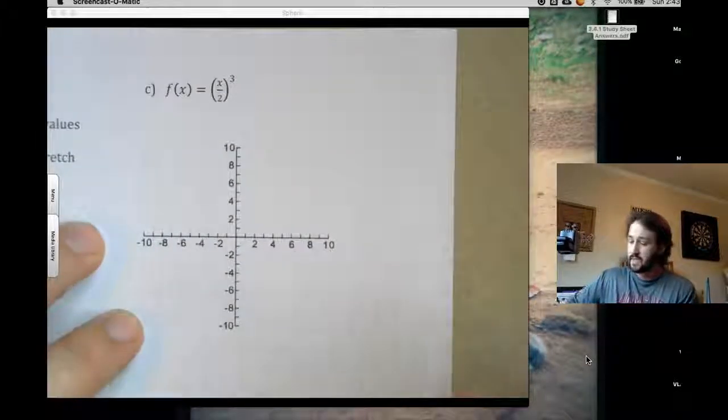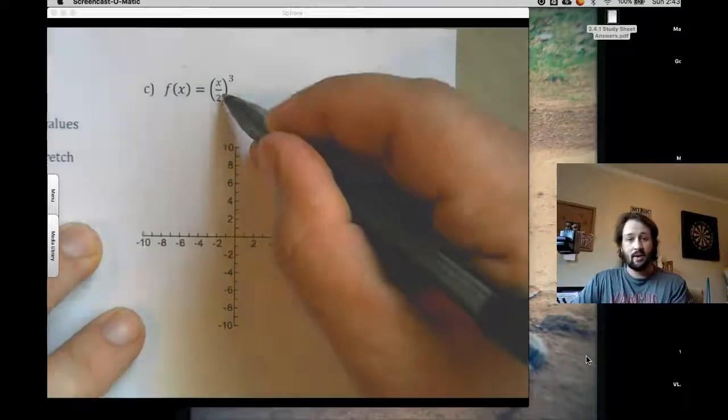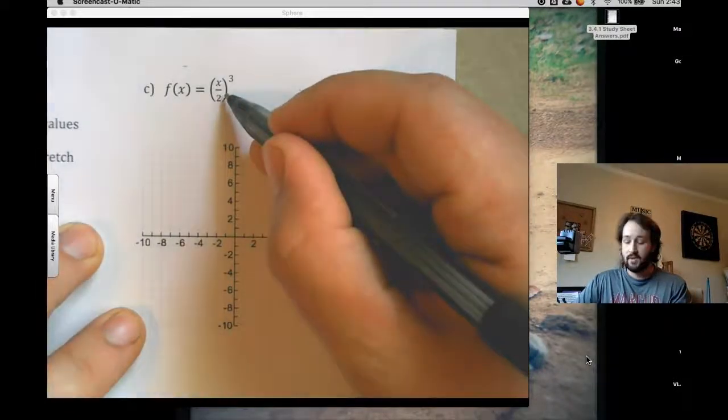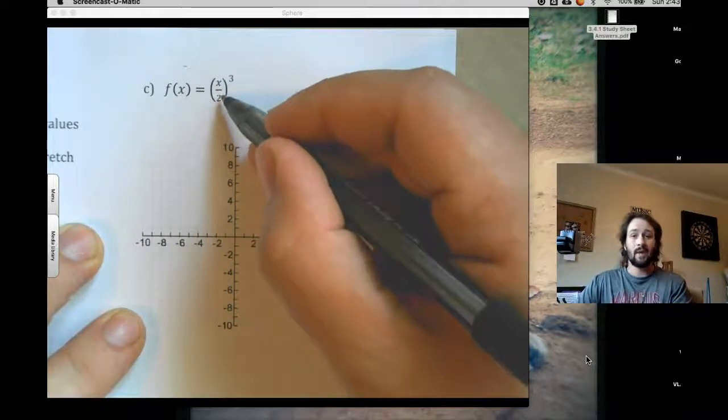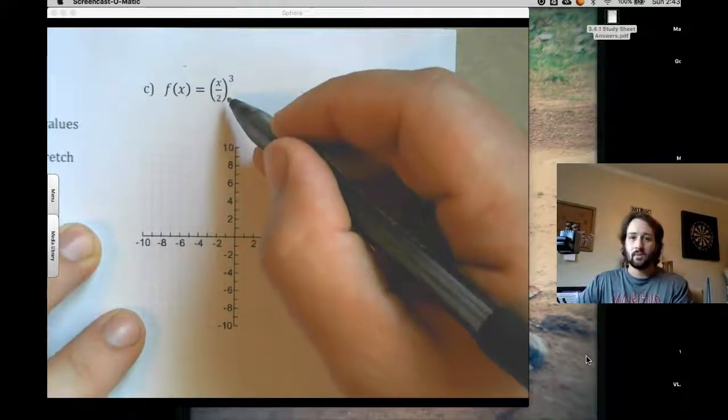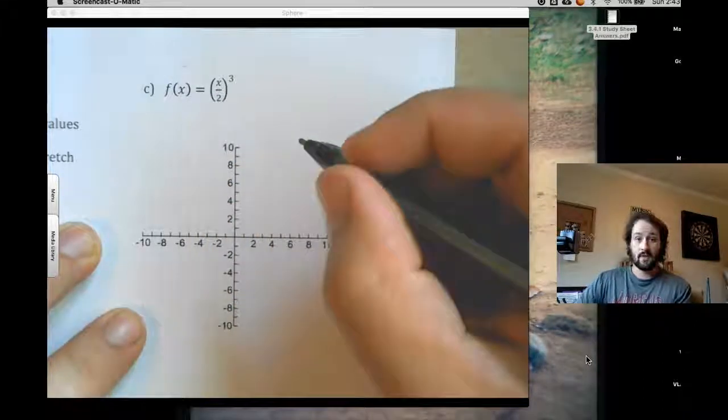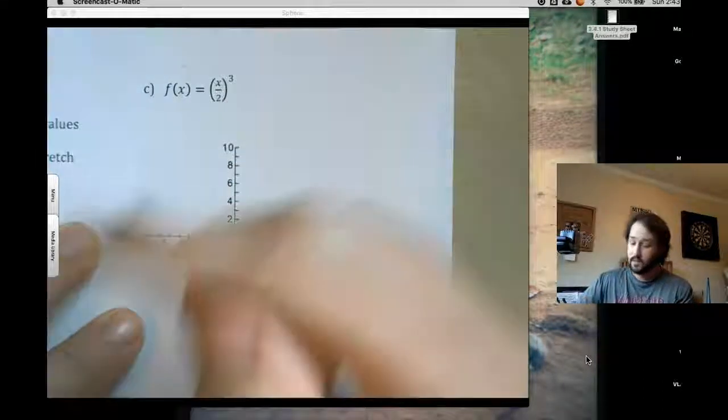All right. So now this next one, notice, now I have something inside with the x. So notice here how my x's are being divided by 2. What I'm actually going to do though is multiply by a factor of 2 in the x direction. Remember, with your x, do the opposite of what you see.